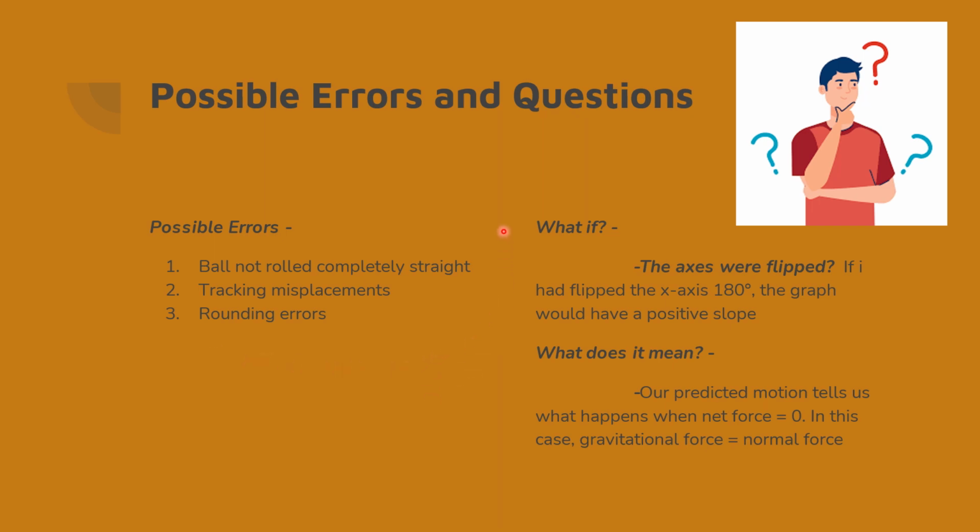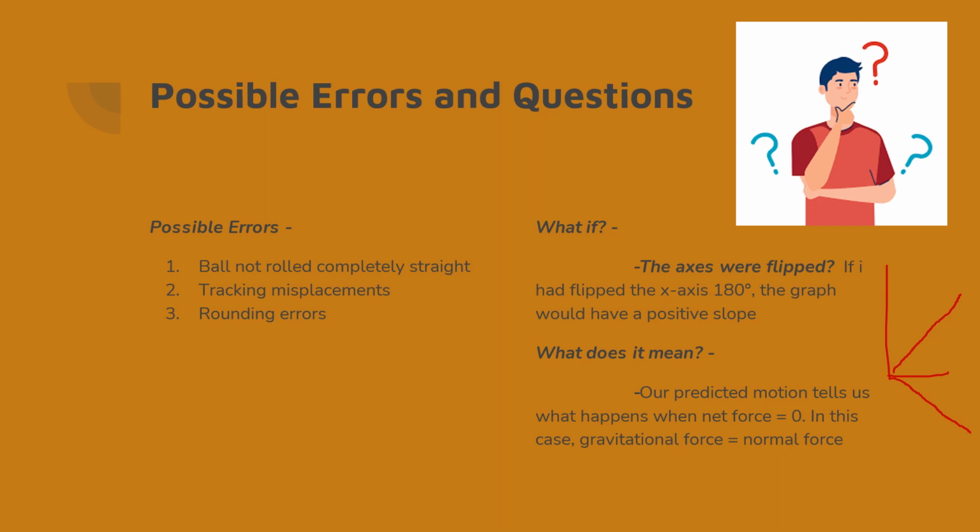Now, some questions you may have are, what if the axes were flipped? If I had flipped the axis 180 degrees so that my ball was rolling in the positive x direction, the graph would have shown a positive slope looking a little bit like this, where it goes like that, instead of like we had going in the negative direction.